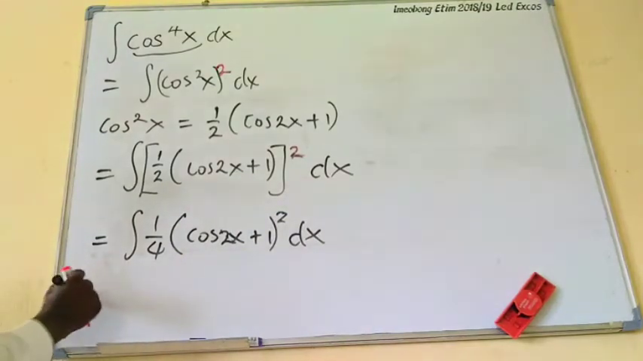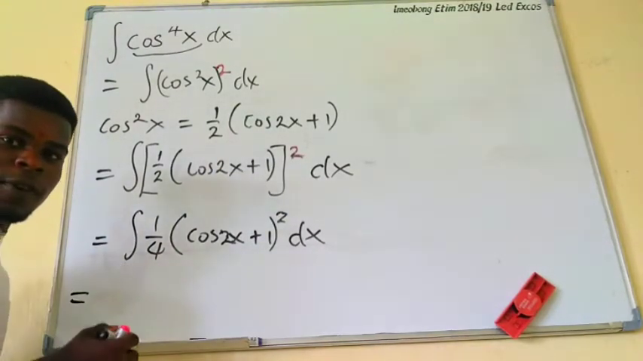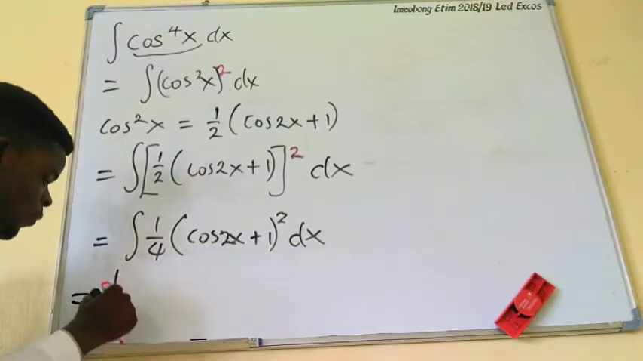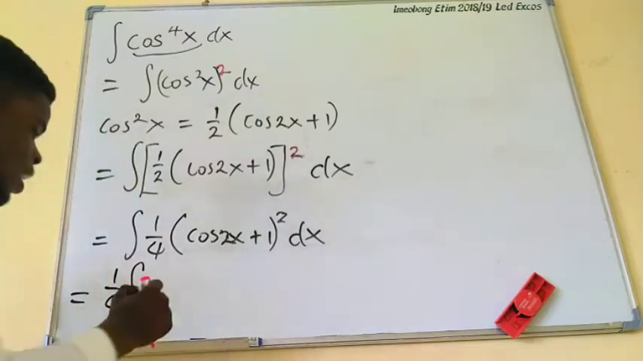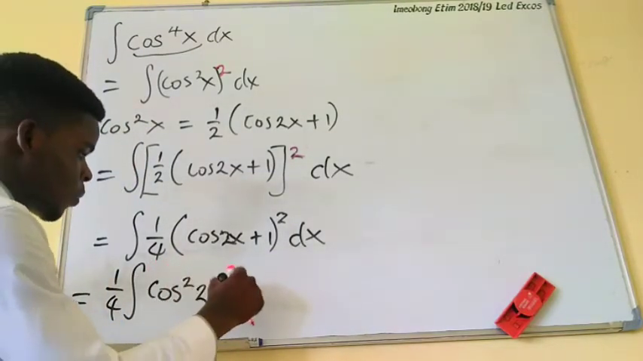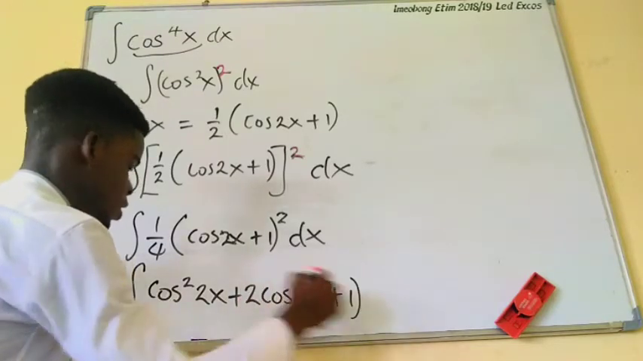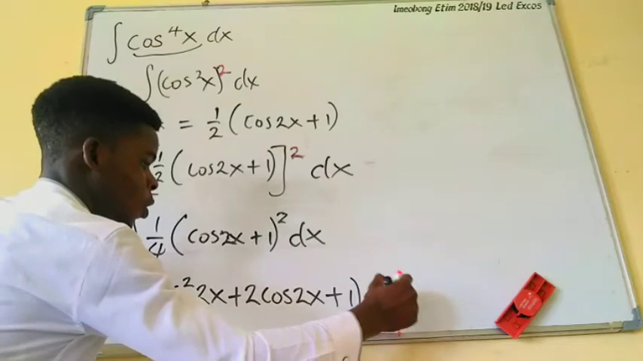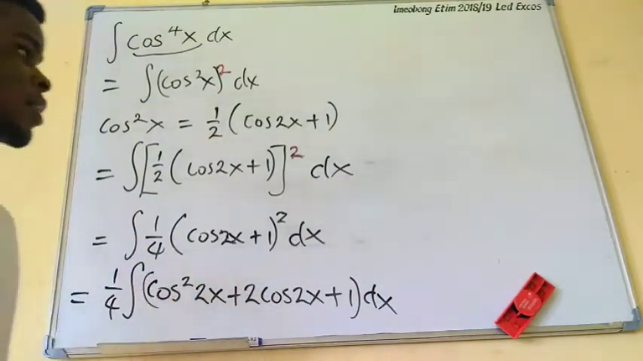Well, from here, since this is just a constant multiple, 1 over 4, I can take it outside the integral sign. I'm going to have 1 over 4, then the integral of, I'm going to do some expansion of this, and I'm going to have cosine squared of 2x plus 2 cosine of 2x, then plus 1. This is just some binomial expansion of the second power. Okay, that seems right. That is it.